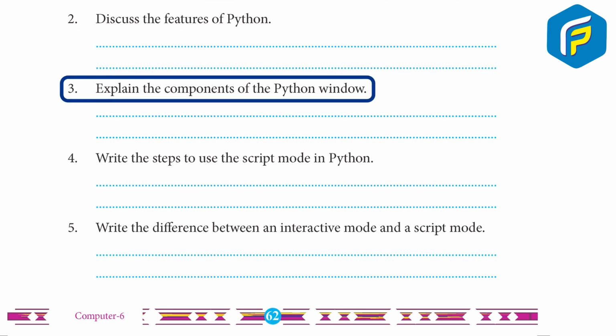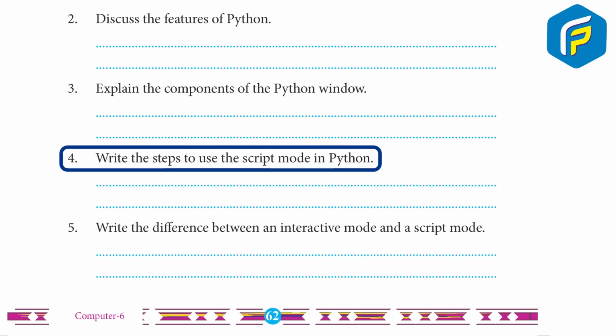3. Explain the components of the Python window. Answer: The components of the Python window. A. Title bar. The names of the application and the documents are displayed here. Command buttons like minimize, maximize, restore and close are presented here. B. Menu bar. Various tabs such as File, Edit, Cell, Debug, Window and Help are displayed here. C. Script area. The area where you type the code. D. Status bar. The current status of your cursor is displayed here.